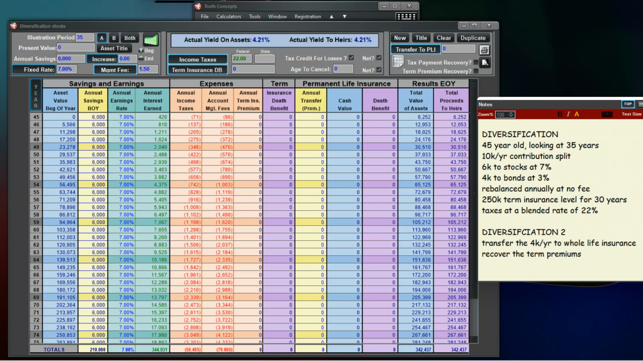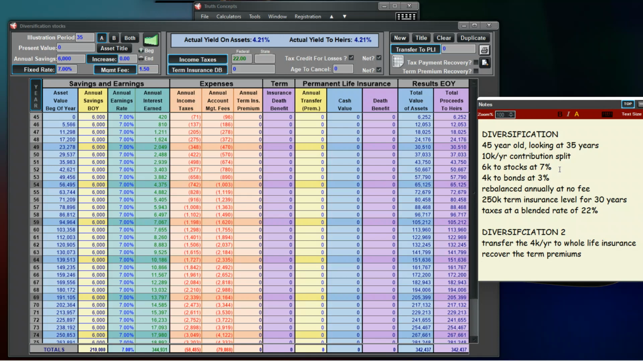So as you can see on the screen, I have a Truth Concepts diversification calculator, and you can see on the right hand side the facts. So these are the facts of the case. We've got a 45-year-old. We're looking out over a 35-year period. Yes, people need to be working that long. We're going to put in $10,000 a year. That's split $6,000 to a stock account.